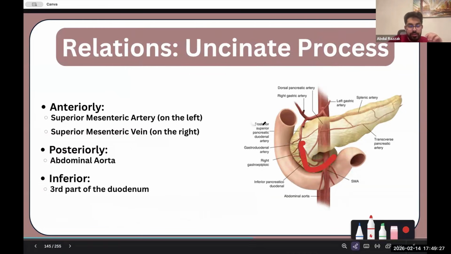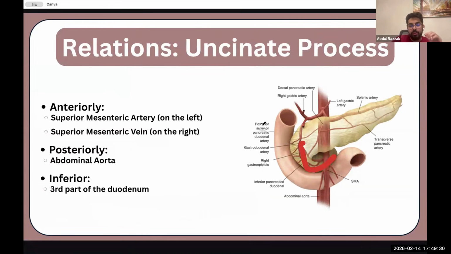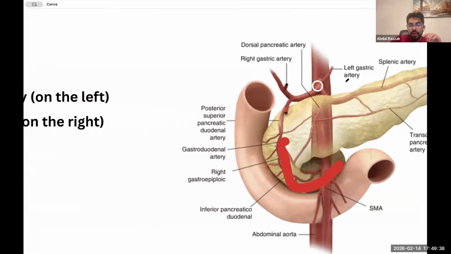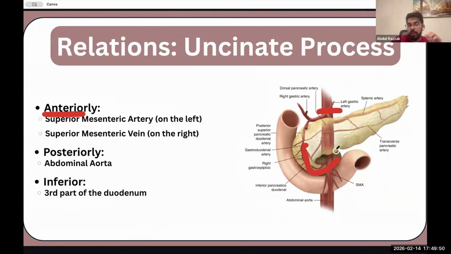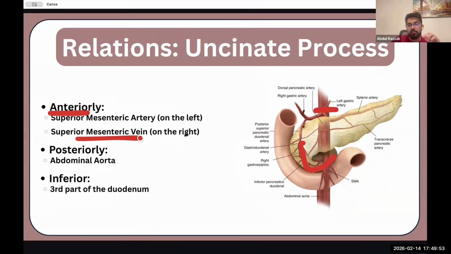Okay, so it has a very important clinical relationship to it. So anterior to it, you have the superior mesenteric artery, which originally is running behind the pancreas itself. You can see this artery here, the one I'm pointing my pointer toward. This is the superior mesenteric artery. Originally, it's running behind the pancreas, but then it runs in front of the uncinate process, along with the superior mesenteric vein, which makes sense. Two superior mesenteric vessels running side by side. They pass behind the pancreas, then in front of the uncinate process.